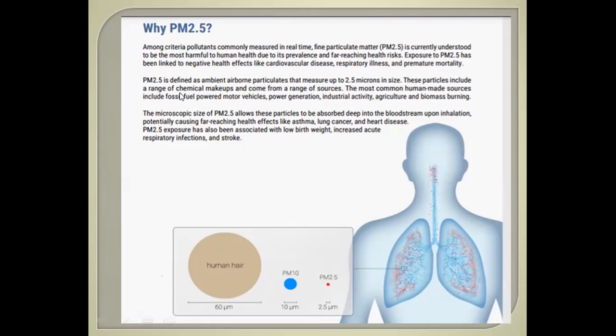These particles include a range of chemical makeup and come from a range of sources. The most common human sources include fossil fuel powered motor vehicles, power generation, industrial activities, agriculture, and biomass burning. The microscopic size of PM 2.5 allows these particles to be absorbed deep into the bloodstream upon inhalation, potentially causing far-reaching health effects like asthma, lung cancer, and heart disease.